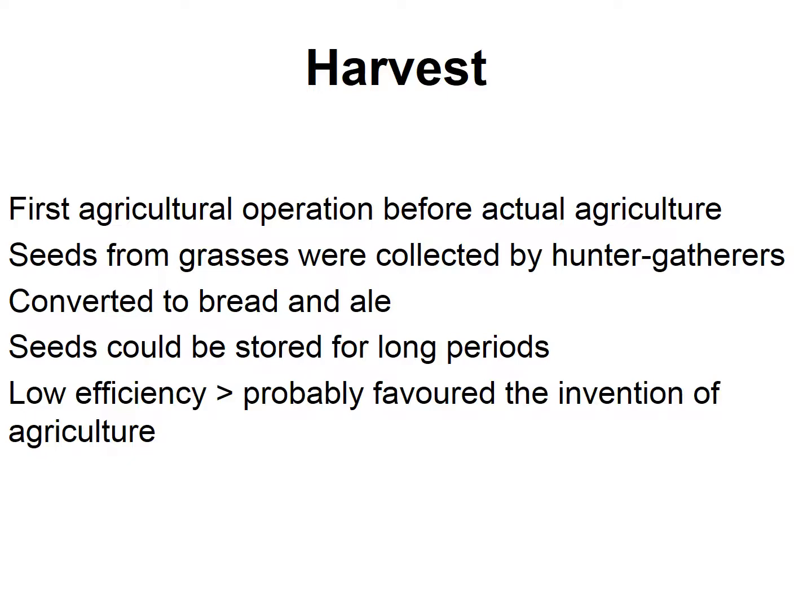However, the collection of seeds had a very low efficiency because they were scattered among other plants that maybe could not be used. That probably favored the invention of agriculture by thinking about how good it would be to concentrate the useful plants in specific areas.